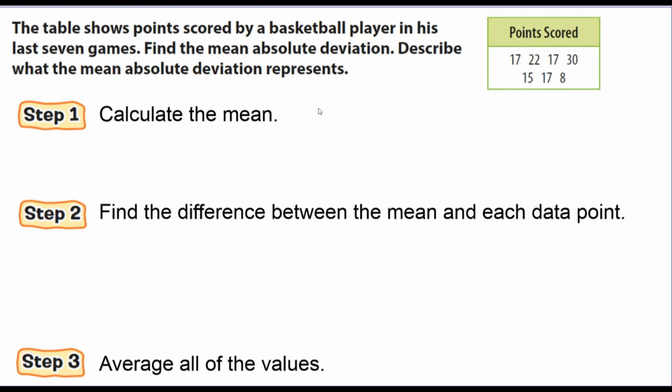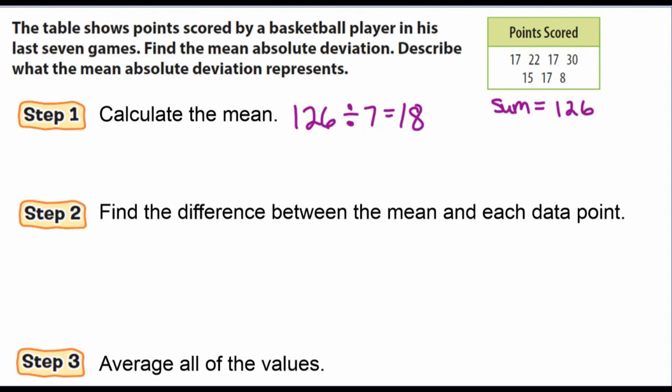So let's look at an example. This table shows the points scored by a basketball player in his last 7 games. We want to find the mean absolute deviation and describe what it represents. What does it mean when we find this measure of variation? Again, step 1 is to calculate the mean or the average. The first thing we have to do is find the sum of all of these numbers, and I've done that. The sum of all of the points scored is 126 in those 7 games. So the mean is 126 divided by 7, which is 18 points per game.